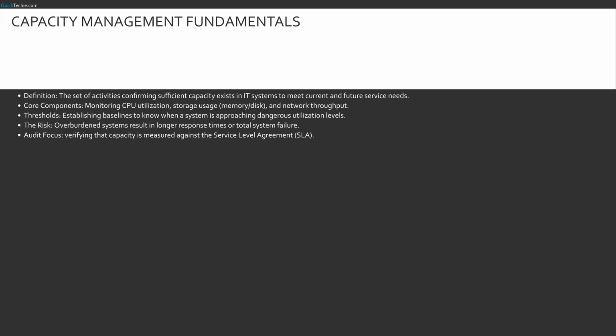As cited in the text, capacity management ensures performance falls within an acceptable range specified in the service level agreements, or SLAs. It is critical to understand that capacity issues often disguise themselves as availability issues. If a server is 100% busy, it looks down to the user because it can't respond. Therefore, we must monitor utilization metrics like CPU speed and storage space. As an auditor, you want to see that they aren't just reacting to crashes, but monitoring thresholds to prevent them.